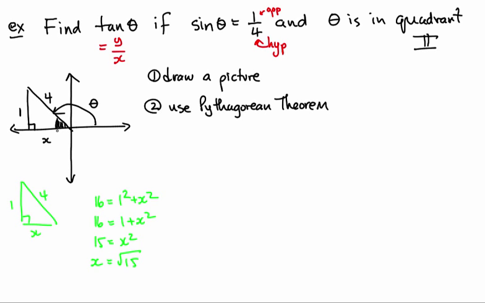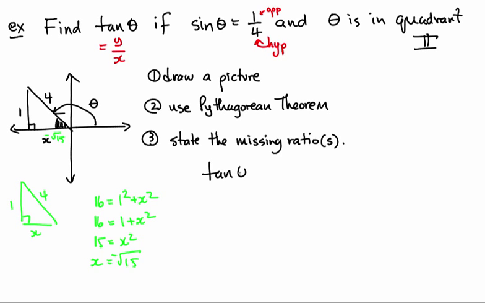So I actually get plus or minus, but I know which quadrant I'm in, and I know that I'm in quadrant 2, which means that I'm just dealing with x being negative root 15, and so now I can state my trig ratio. And sometimes I'll put ratios, because sometimes you're actually calculating more than one. So tangent theta, we know by ASTC that only sine is positive. Sine's 1/4, so sine's positive here. So we definitely know that this is going to be a negative answer.